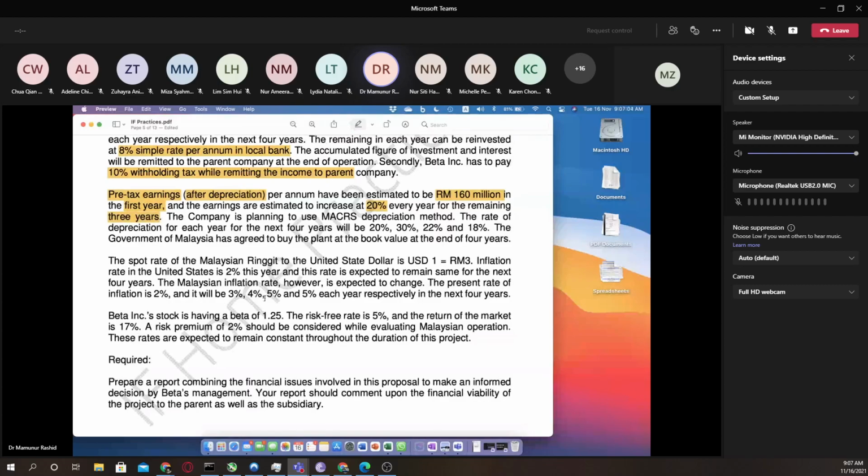The company is planning to use MACRS, a depreciation method. MACRS, okay. Previously we have done straight line. This is called MACRS, M-A-C-R-S. MACRS is Modified Accelerated Cost Recovery System. Modified Accelerated Cost Recovery System. Let me see whether I can open a text box and write it here.